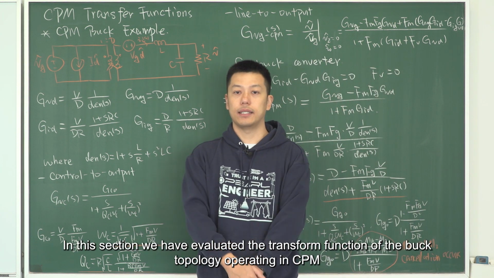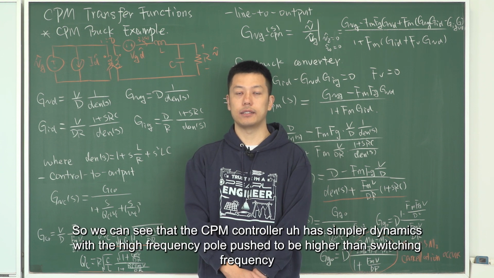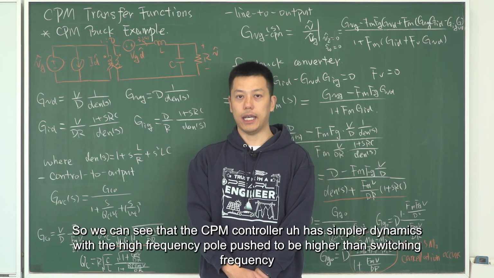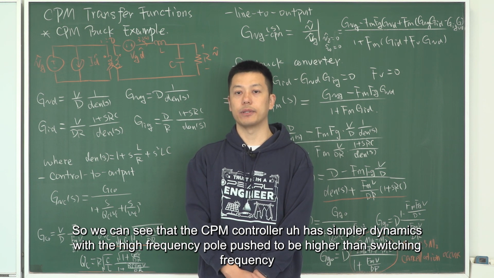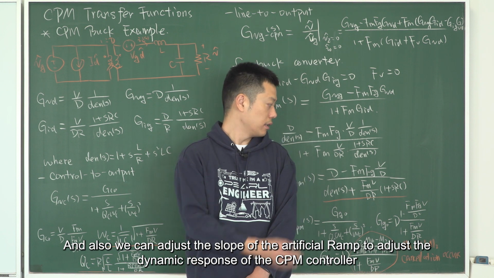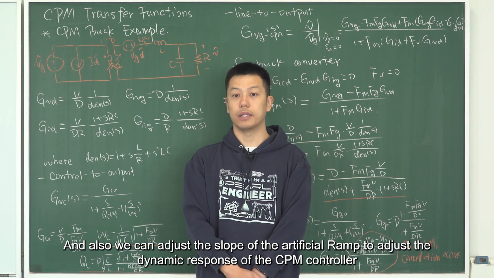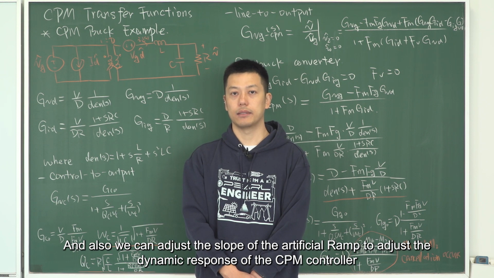Okay, so in this section, we have evaluated the transfer function of the buck topology operating in CPM. So we can see that the CPM controller has simpler dynamics with the high frequency pole pushed to be higher than the switching frequency. And also we can adjust the slope of the artificial ramp to adjust the dynamic response of the CPM controller.